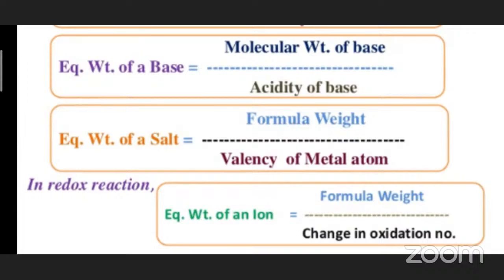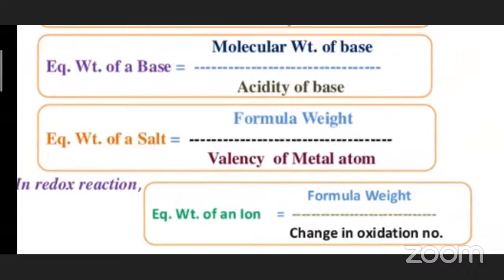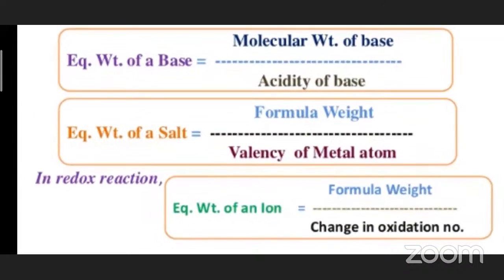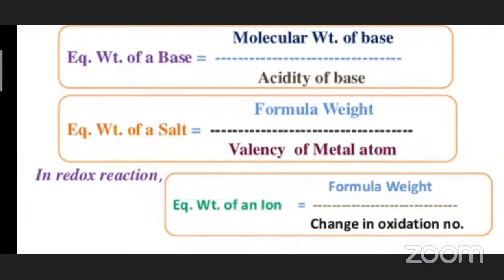Whenever we carry out hydrolysis, it gives 1 magnesium ion and 2 hydroxide ions. So 2 is the acidity of magnesium hydroxide. How would you calculate the equivalent weight of magnesium hydroxide? Molecular weight of magnesium hydroxide by 2. That is the equivalent weight of bases. All the applications of these you will be learning in your future classes, so better learn these equivalent weights here itself.